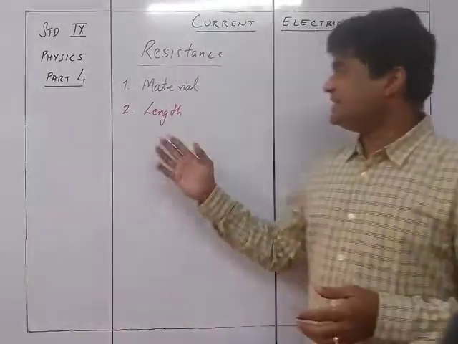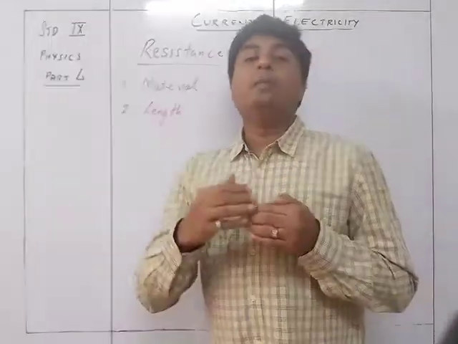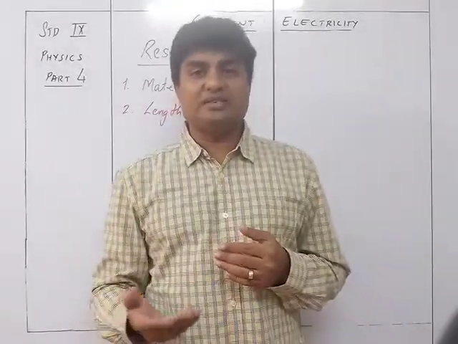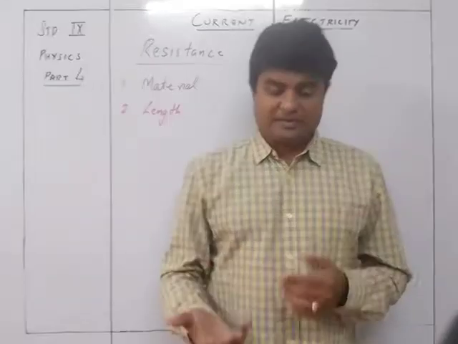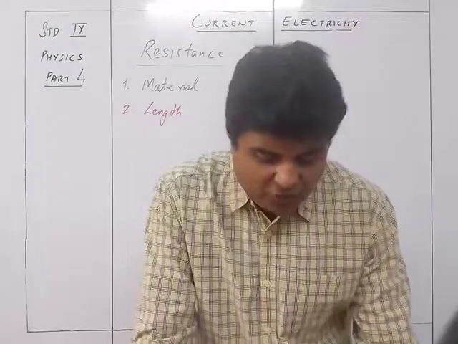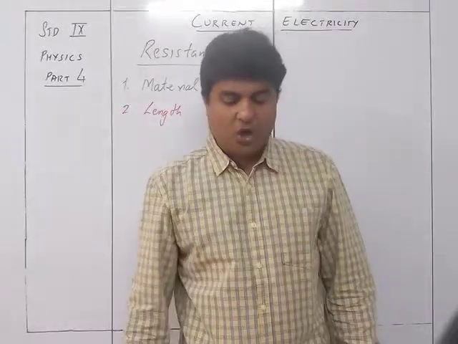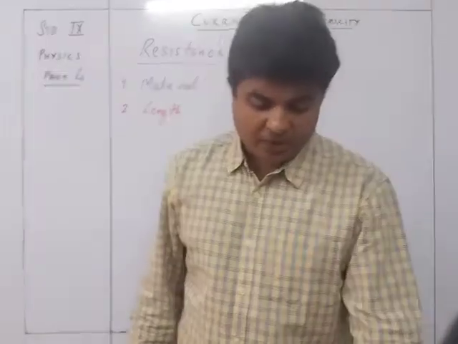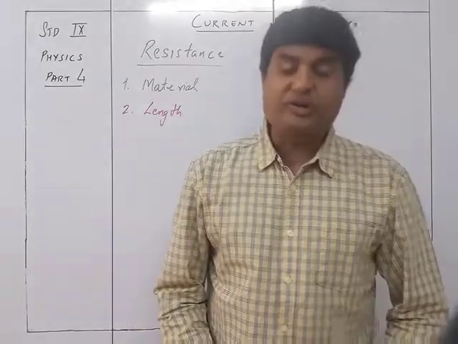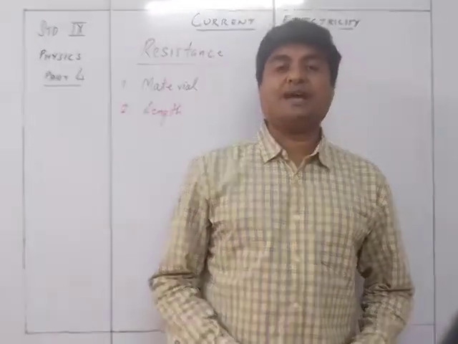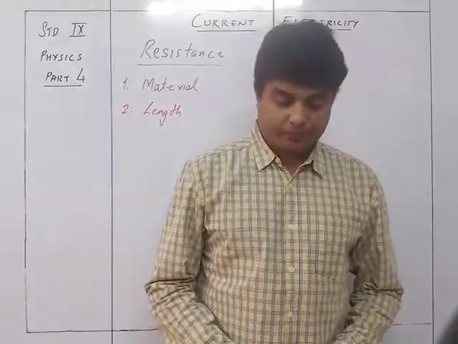Similarly, the resistance will also work the same way. The more the distance, the more the length of the wire, the more will be the resistance, and the lesser the length of the wire, the lesser will be the resistance. The number of collisions suffered by moving electrons will be more if they have to travel a longer distance in the wire. Therefore, a longer wire offers more resistance than a shorter wire. That is, the resistance of the wire is directly proportional to the length of the wire.